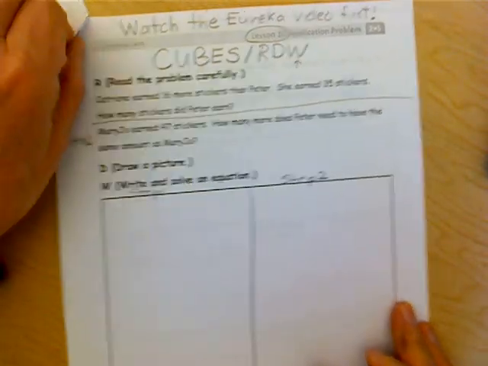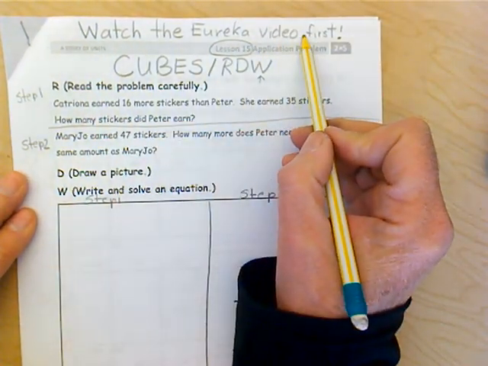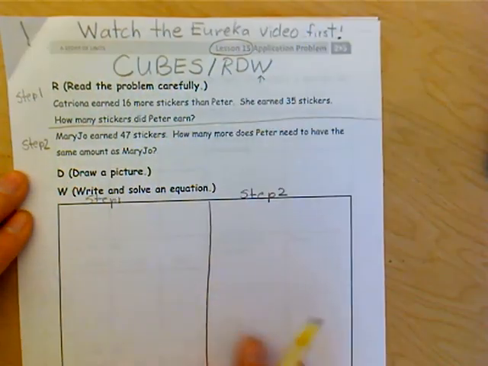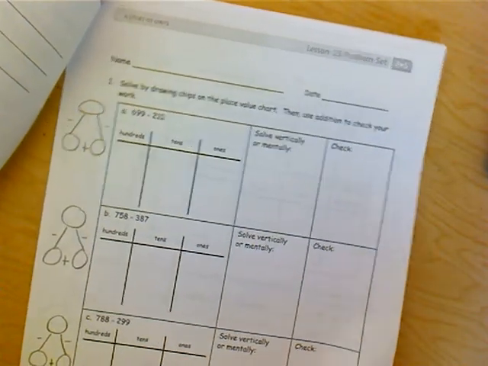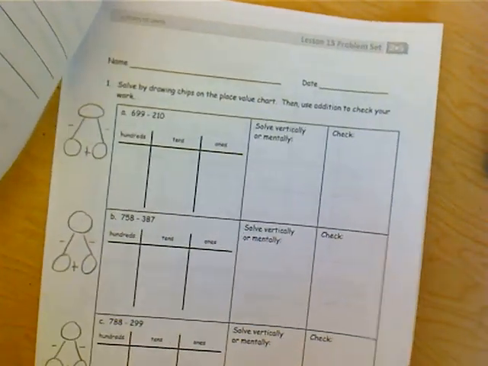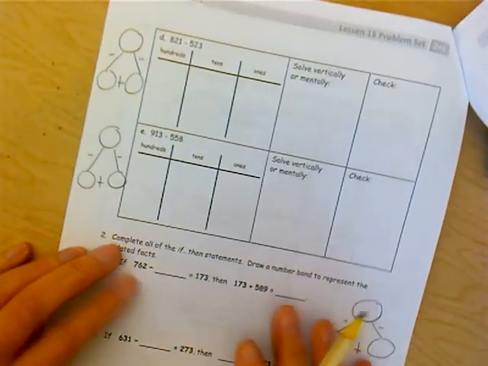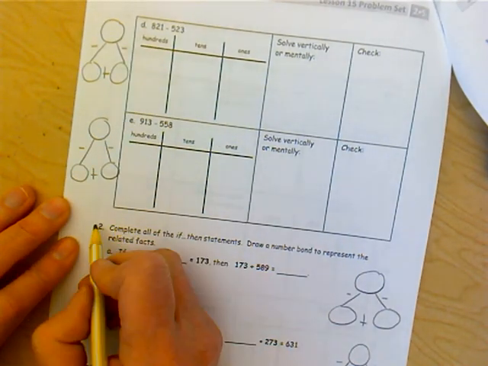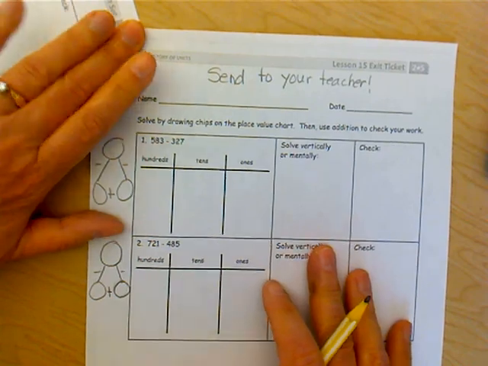Alrighty, so my friends, you are getting ready to get started. Make sure you watch the Eureka video first. Then you're going to do the word problem, which is a 2-step problem. The problem set, which is problems A through E, and you're also going to try problem number 2, doing the if and then statements, and then of course you are going to do the exit ticket and send that to your teacher.